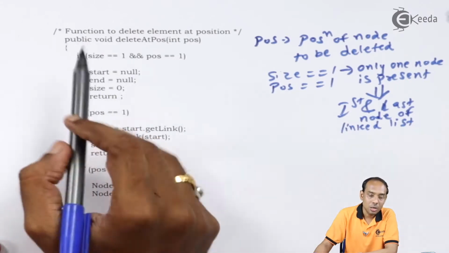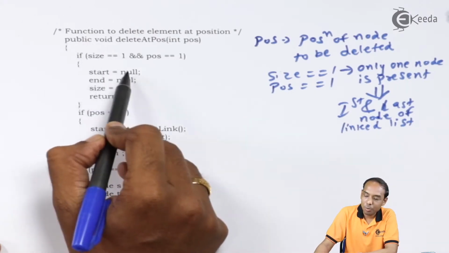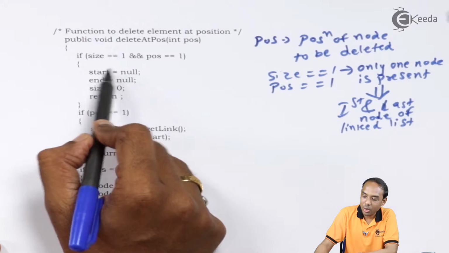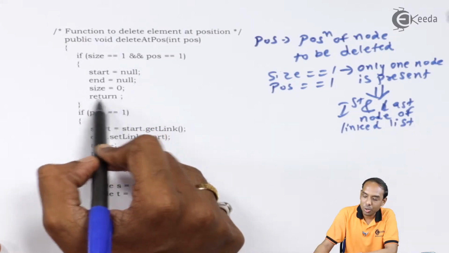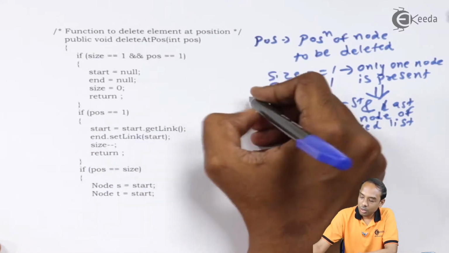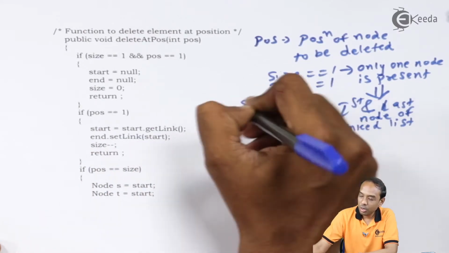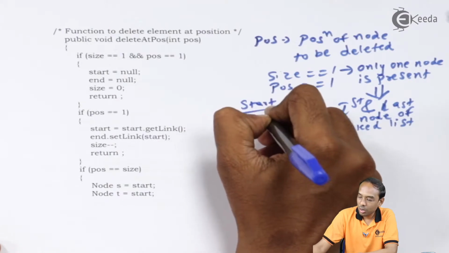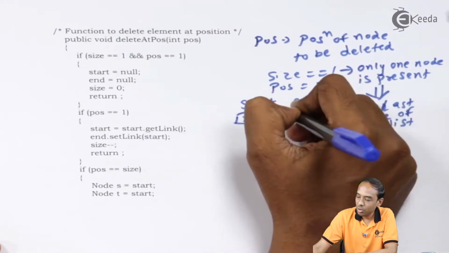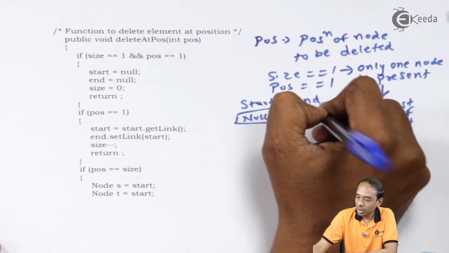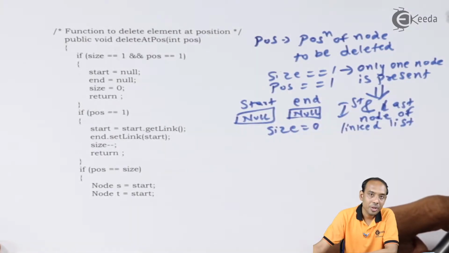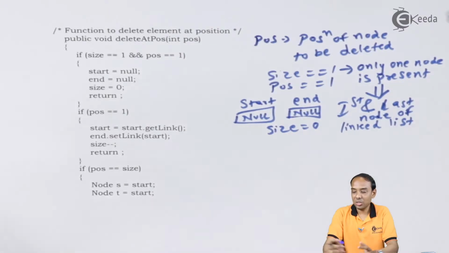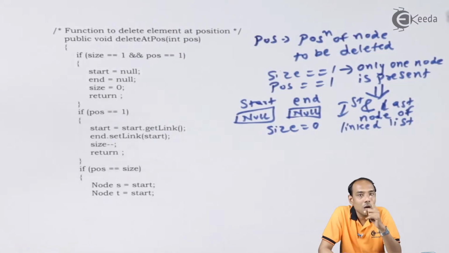Now that is done, so I need to make sure start points to null. So I'm making the start value null, the end value is also null, and size is equal to 0, and this I'm going to return. So start is going to have the value null, end is going to have the value null, and size is obviously equal to 0. There was only one node present in the given linked list.